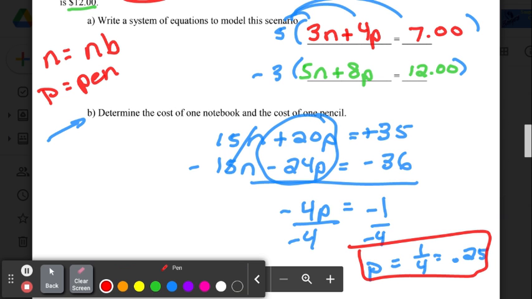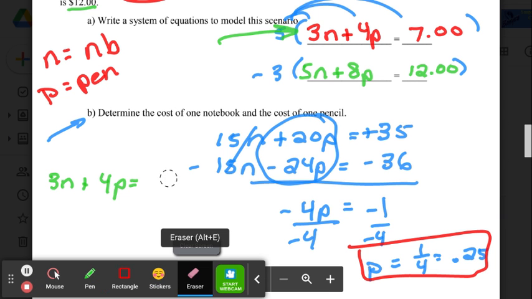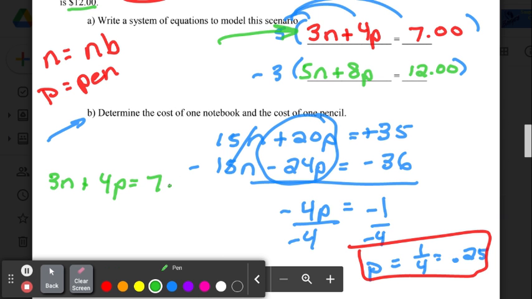Now to solve for the notebook, I'll just plug into this first equation. 3n plus 4. And make sure you rewrite the equation. We don't want to figure out the mystery that is your work. 7.00. So pencil's 25 cents. So 3n plus 4 times 25 cents equals 7.